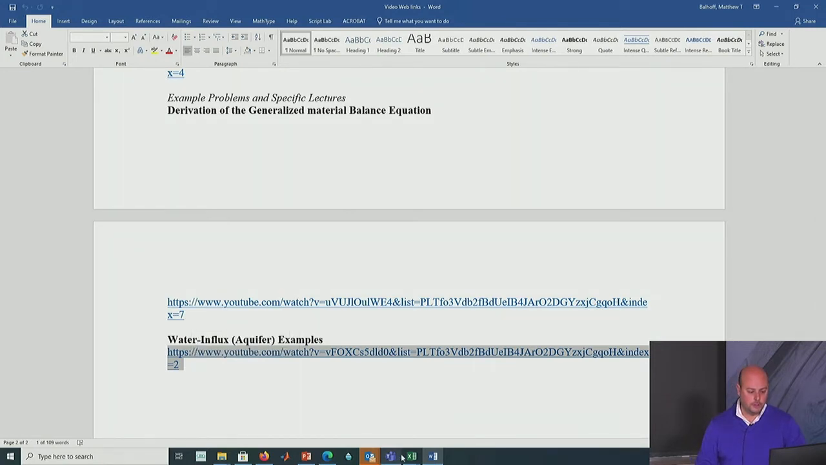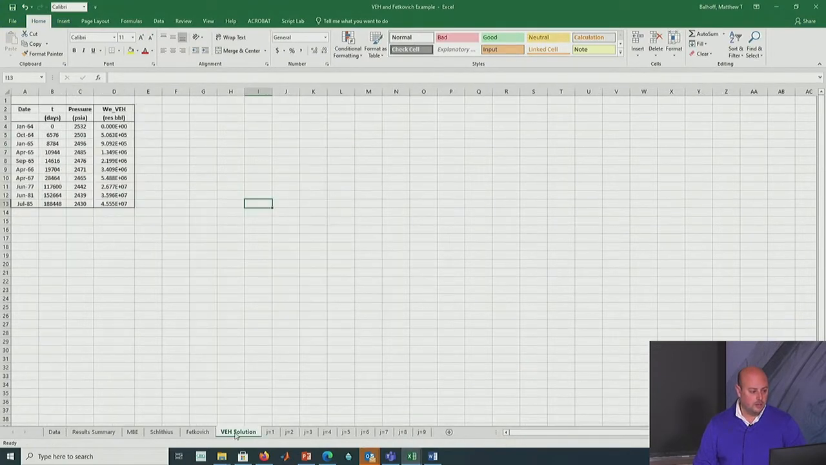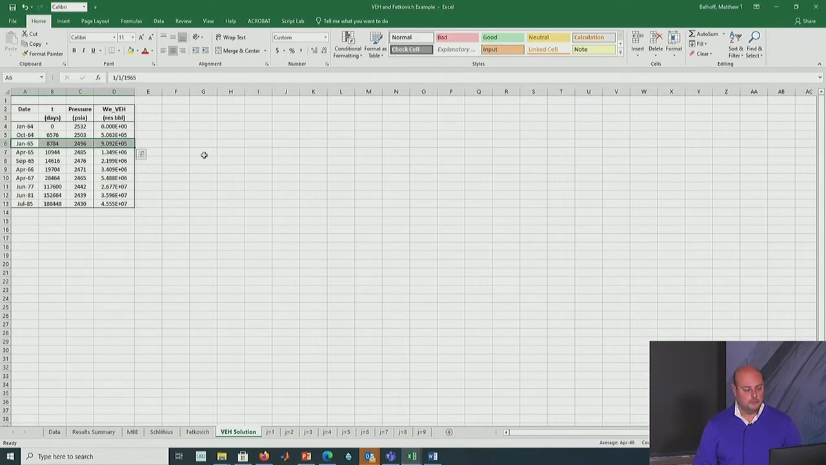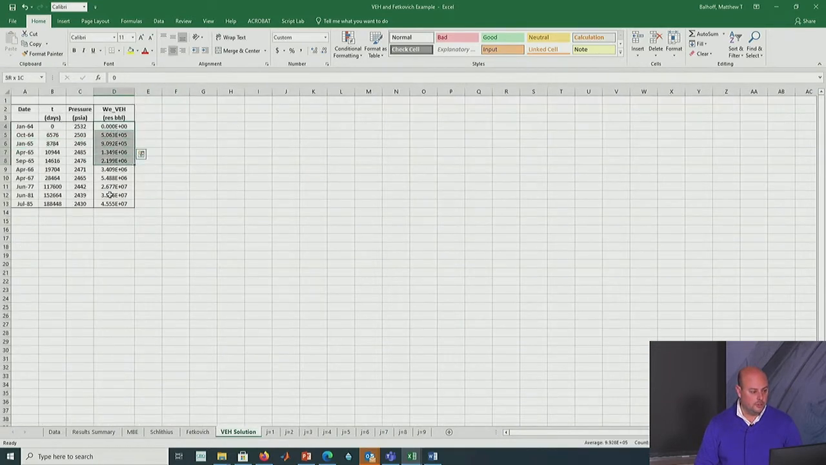But long story short, when we solve that, what we get is, at these different times, the amount of water encroached with time. And you could plot that up so you could see how much cumulative water comes up with time. You can see here in January 1965, I got 909,000 barrels. That was my solution here. If I were to repeat that for all these other times, you could see what those solutions are in this column.